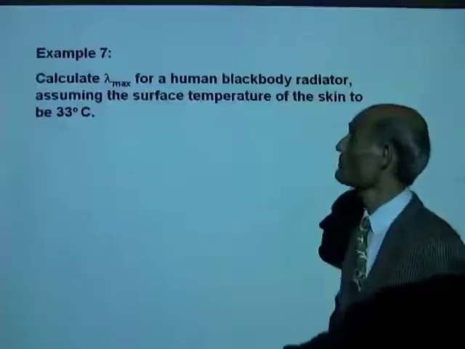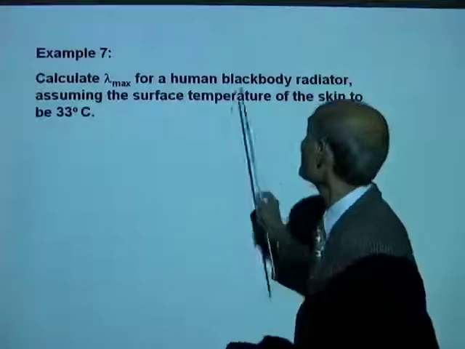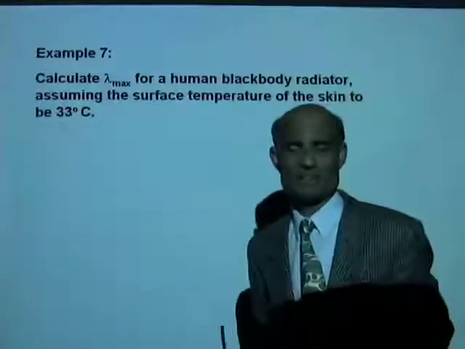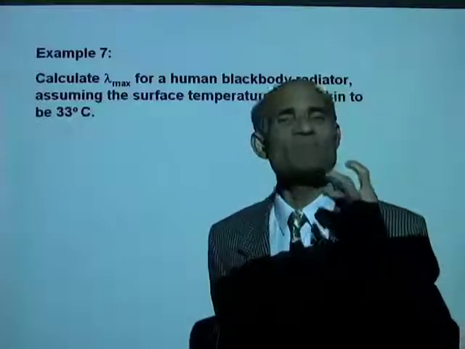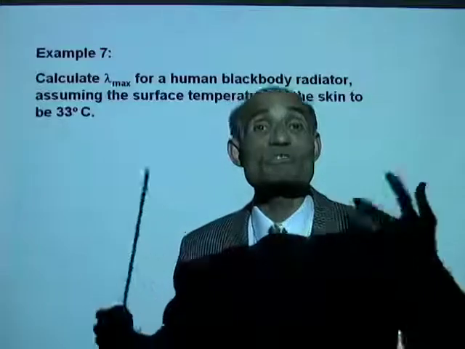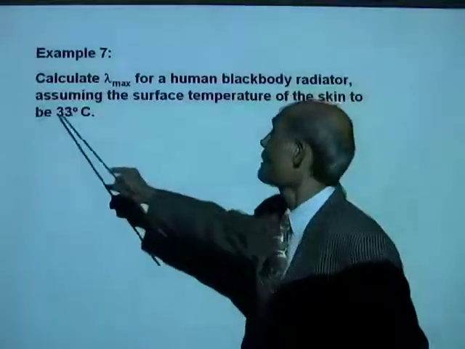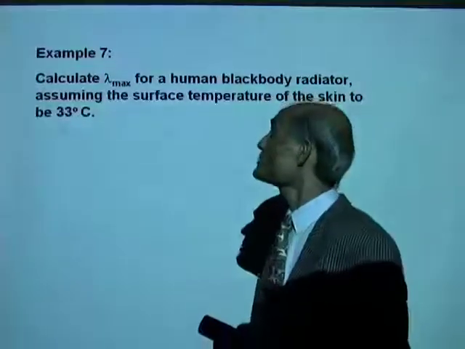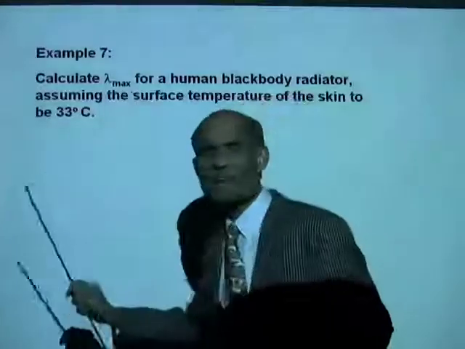Okay, let's do a problem. Calculate lambda max for a human black body. Well, what does that human black body mean? Well, it simply means assume that the human body is a perfect radiator. Assuming the surface temperature of our skin is 33 degrees Celsius. What is the equation for lambda max?